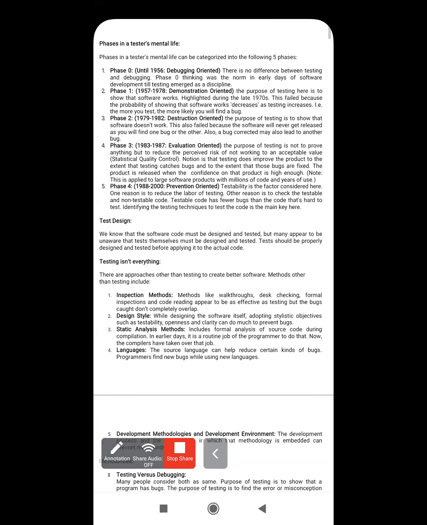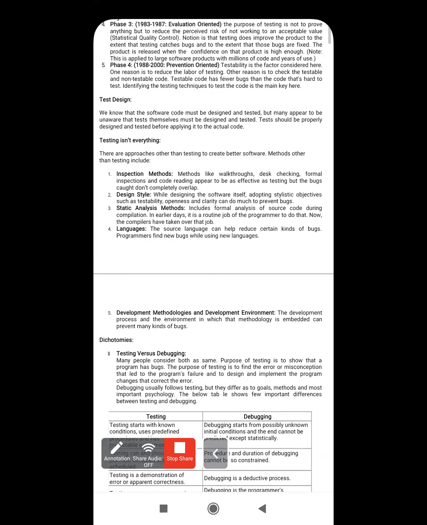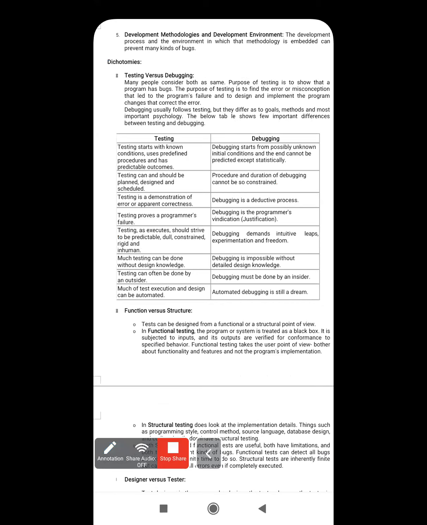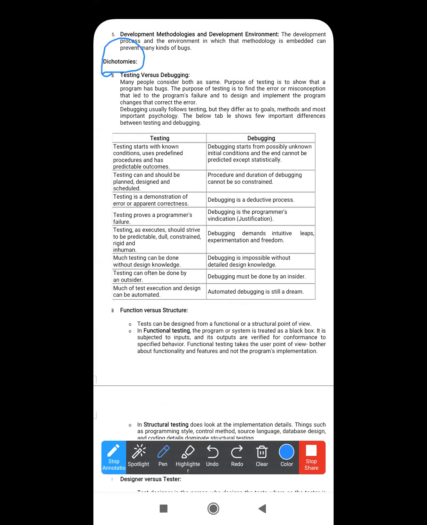My next topic in the syllabus is dichotomies. But this dichotomies means nothing but the differences or versus. That means the differences between any two comes under dichotomies.